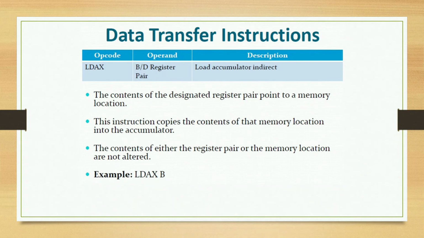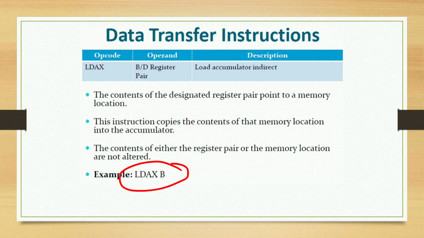Now LDAX. LDAX indicates load accumulator indirectly using a register pair. In LDAX, the content of the memory location whose address is in the register pair is loaded into the accumulator.